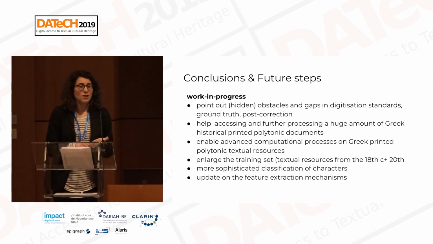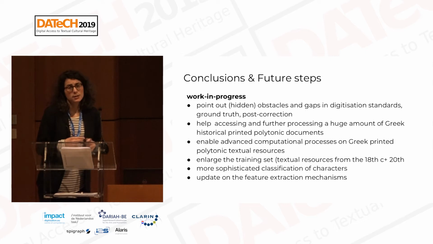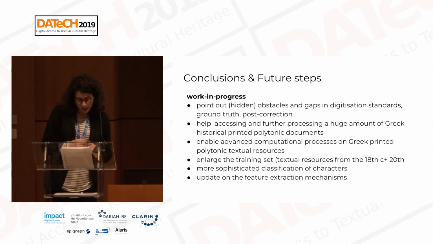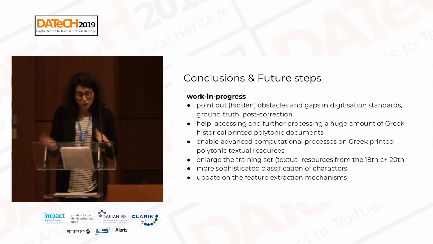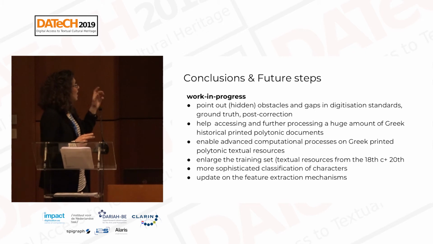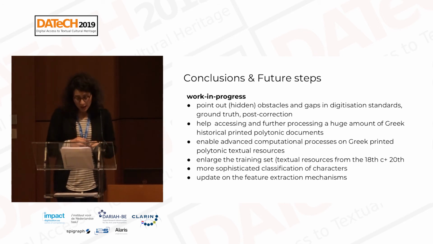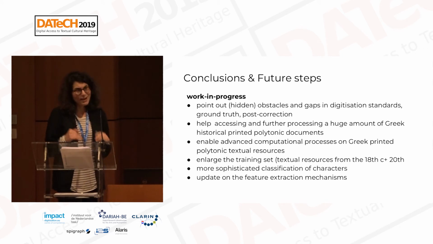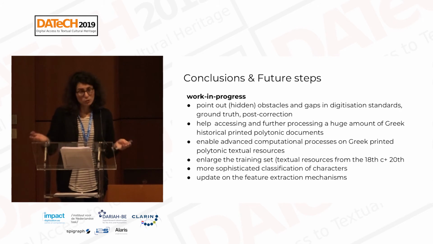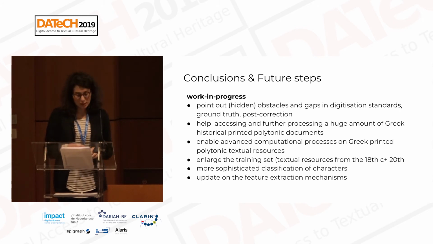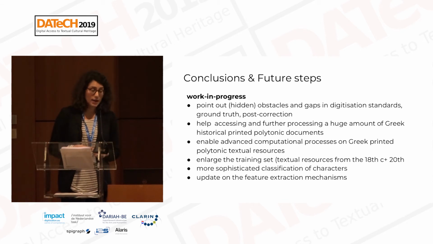This has all been done over the last year, so we've been working on this project for just one year. But while working towards the development of the OCR tool for Greek printed polytonic script, we're also able to point out existing but somehow hidden obstacles and gaps in digitization standards and processes, ground truth, and post-correction workflows. And we're hoping that this new OCR framework will facilitate accessing and further processing a huge amount of historical printed polytonic documents that are currently digitized and held by cultural institutions in Greece, but with limited usability in terms of full text access or further analysis.